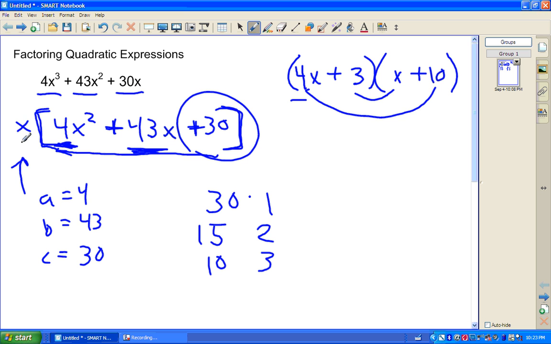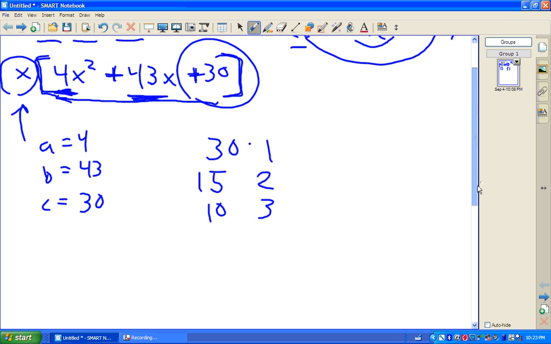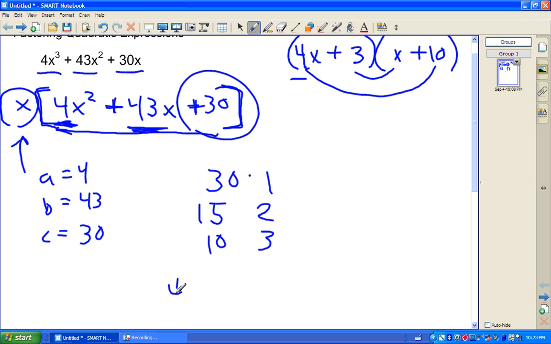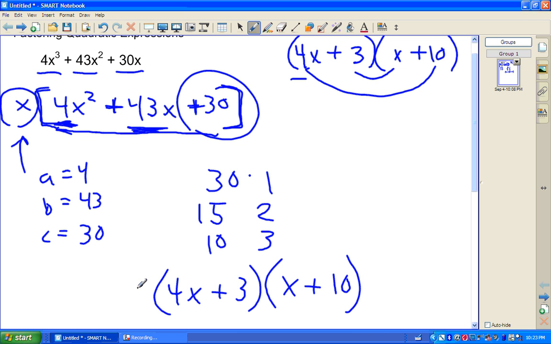That's all we've got to do. Don't forget this x out here. But my final answer is simply going to be that sketch right there, or those factors right there, 4x plus 3 times x plus 10. But to get the final answer correct, you got to bring that x back out here, because what's inside of here is equal to these brackets up here that we originally factored out. There's your final answer right there.